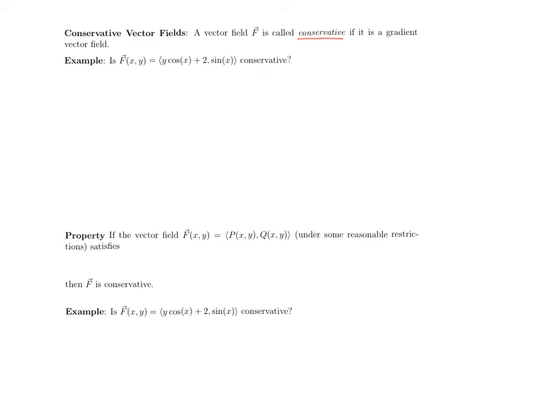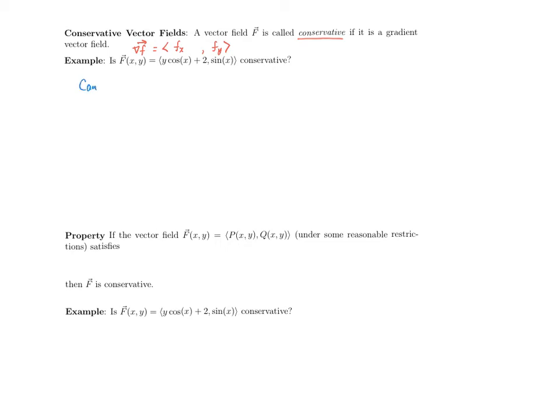And if it is conservative, can you find that so-called potential function, little f? Now let's think about this intuitively. To ask if a vector field is conservative is a fancy way of asking, is there a function little f where the first component of this vector field is the partial with respect to x, and the second is the partial with respect to y?